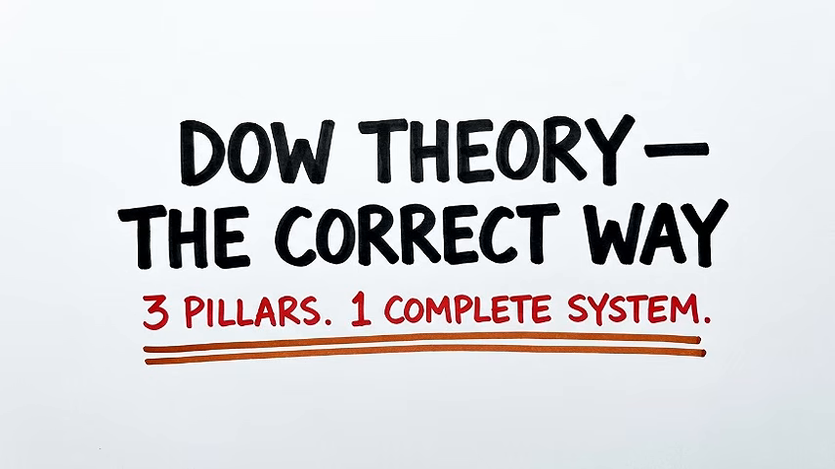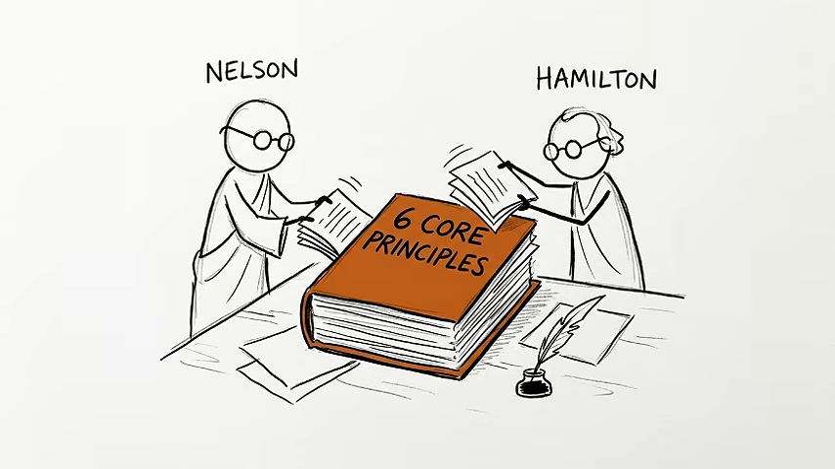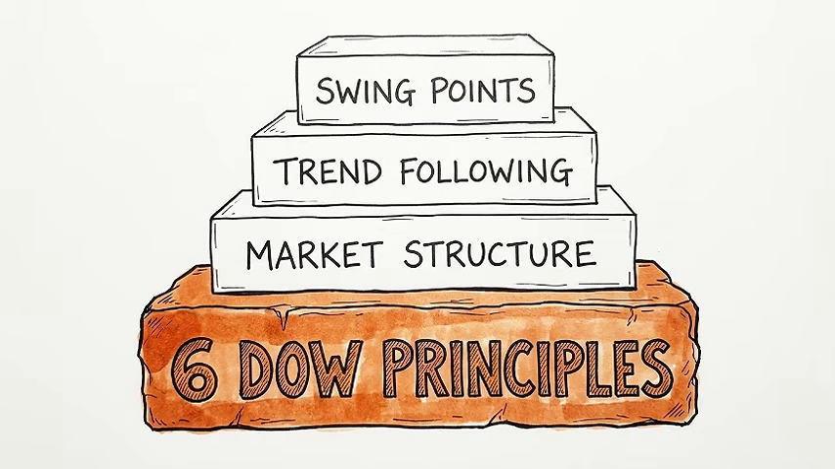Let's get into it. Before we go into the mechanics, here is something most traders don't know. Charles Dow, the father of technical analysis, never wrote a single trading book. Everything we call Dow theory today came from editorials he wrote for the Wall Street Journal in the late 1800s. After his death, two men, S.A. Nelson and William Hamilton, compiled those observations into 6 core principles. Those 6 principles became the foundation of everything we now call technical analysis.